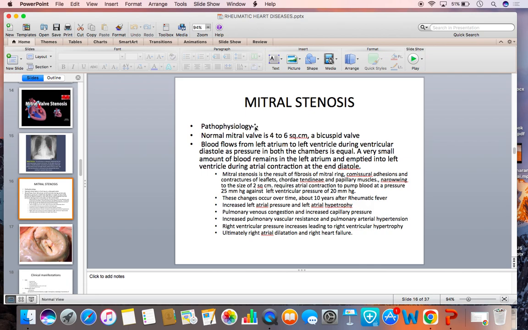Okay, so there will be rising left atrial pressure and left atrial enlargement or hypertrophy, and the pressure is transmitted backwards into the pulmonary veins. Pulmonary venous hypertension, pulmonary congestion, followed by pulmonary arterial hypertension, and right heart failure.